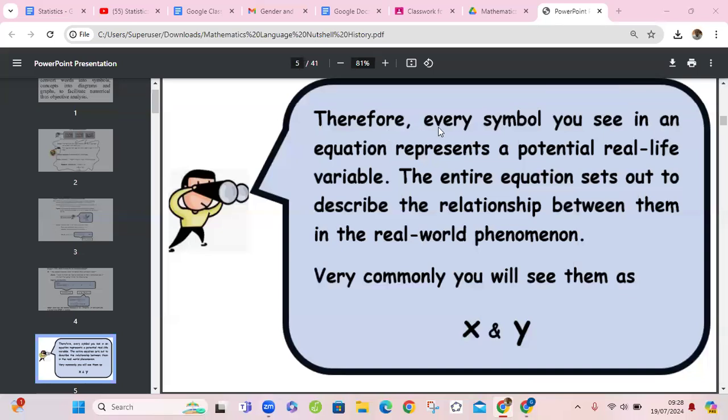So therefore, every symbol you see in an equation represents a potential real-life variable. The entire equation sets out to describe the relationship between them in the real world phenomenon. So very commonly, you will see them as X and Y. X and Y are letters. They are like placeholders for words called variables that we identify in real life phenomenon.